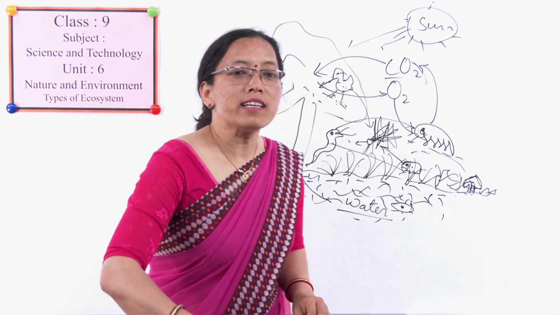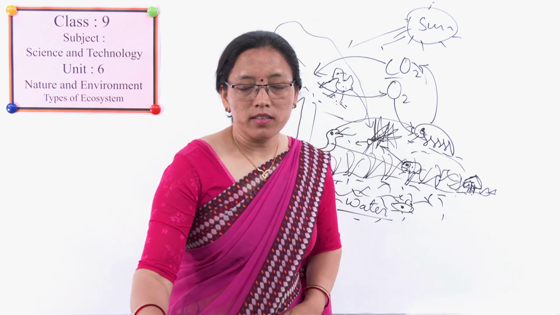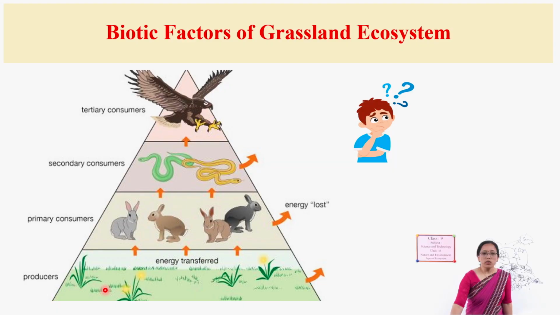So what are the biotic factors here? You can observe here various types of biotic factors. All the living organisms which are present in the ecosystem are called biotic factors. Some are green plants, some are animals which are feeding on the plants, and some animals which are directly feeding on other animals. So based on that, the level of transfer of food is different.